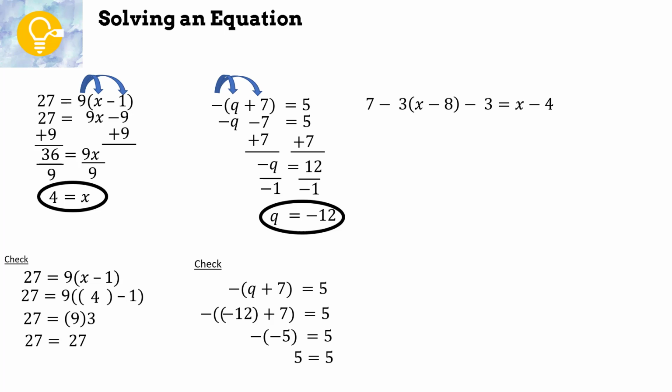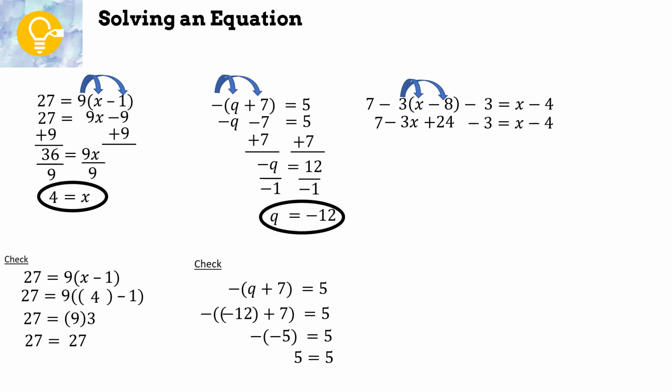7 minus 3 times x minus 8 minus 3 equals x minus 4. Hopefully this one didn't confuse you too much. The 7 we can't do anything with, but we do have the negative 3 times the x minus 8, so that is our distributive property. So we're going to take negative 3 times x, which is negative 3x, and negative 3 times negative 8, which is 24.